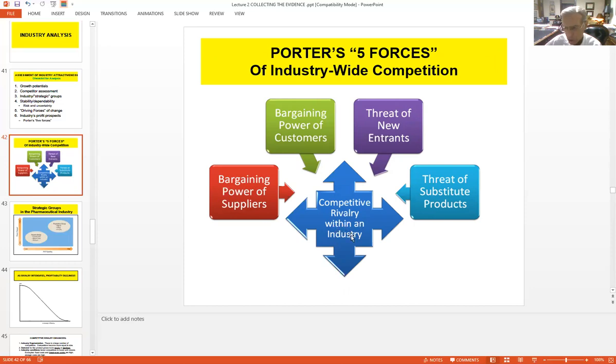Now, to make matters worse, or to add further pressure on profitability, is the threat that new companies will enter the industry. And you can imagine that'll happen earlier on in an industry's history and its life cycle. But what that'll do is upset the supply-demand balance and push prices down and force your company to lower its prices or increase costs to improve quality or customer service, what have you.